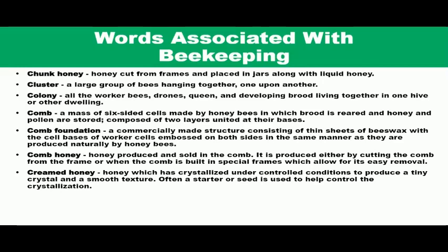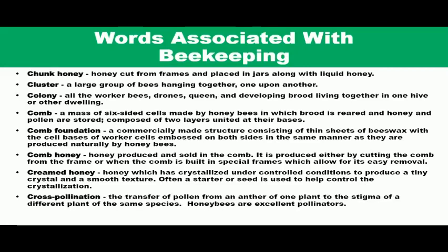Then creamed honey is honey which has crystallized under controlled conditions to produce a tiny crystal and a smooth texture. Often a starter or seed is used to help control the crystallization. Then we have cross-pollination. That's the transfer of pollen from an anther of one plant to the stigma of a different plant of the same species. Honeybees are excellent pollinators. The honeybees are involved in cross-pollination, okay?